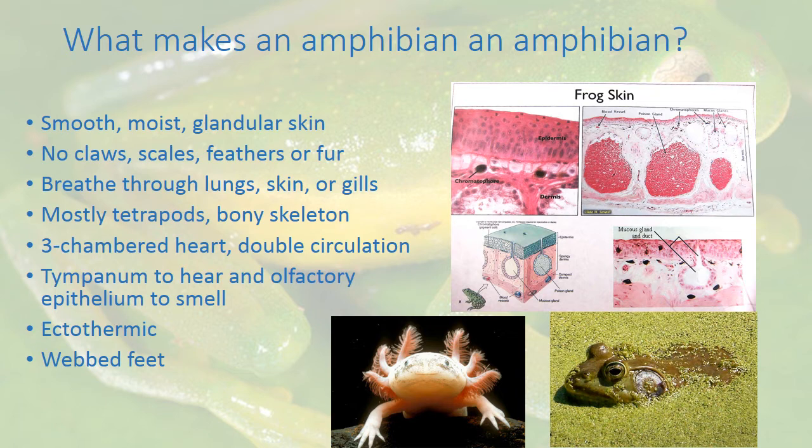As we talked about at the beginning of the semester, they have a 3-chambered heart and double circulation, so blood goes back to the heart twice, right? It goes to the lungs to pick up oxygen, back to the heart, then out to the body, and back to the heart.